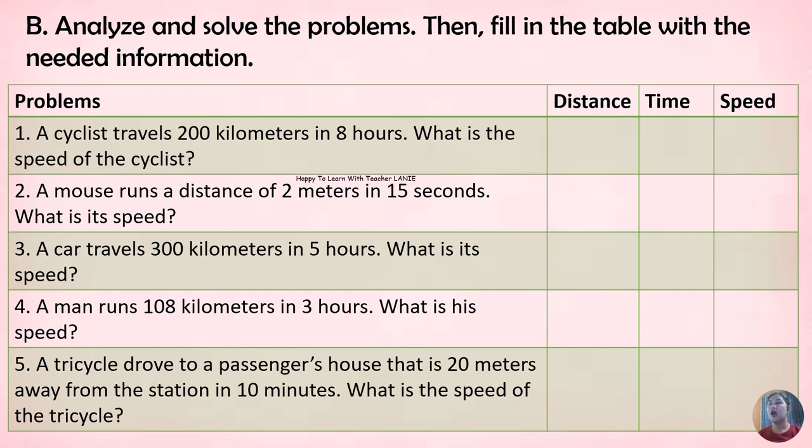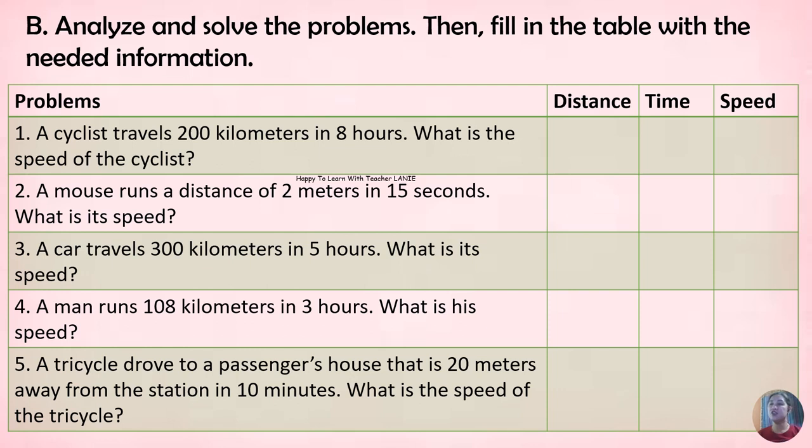Number 2. A mouse runs a distance of 2 meters in 15 seconds. What is its speed? Number 3. A car travels 300 kilometers in 5 hours. What is its speed? Number 4. A man runs 108 kilometers in 3 hours. What is his speed?